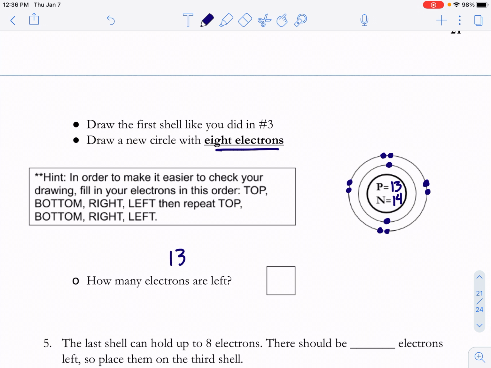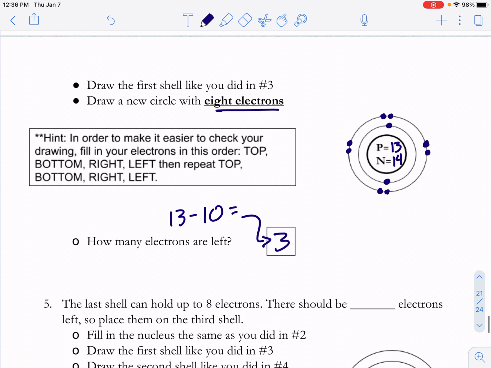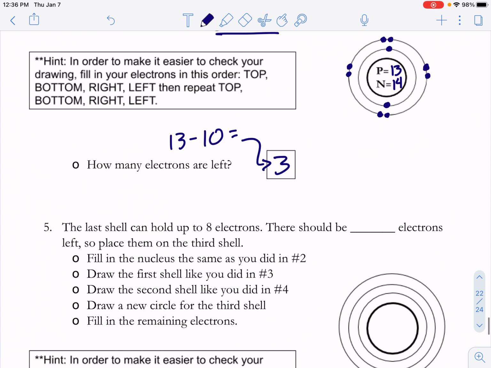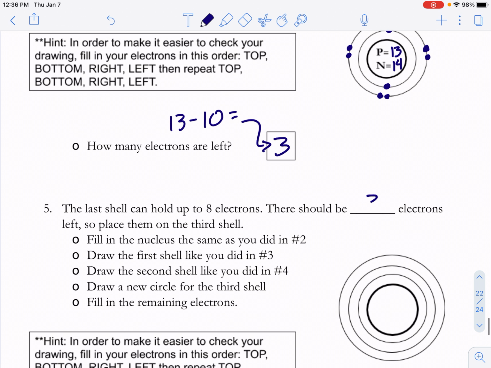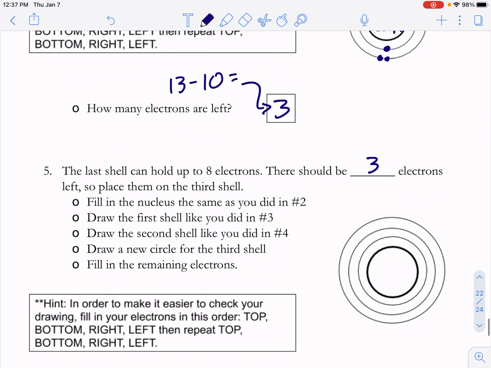So I had 13 remain at the start. I used 10. I have 3 left. So my last shell can hold up to 8. So there are only 3 left though. So we're going to place those 3 in the last shell. So we're going to fill in the nucleus the same way we did number 2, so just repeat all of those steps from before.